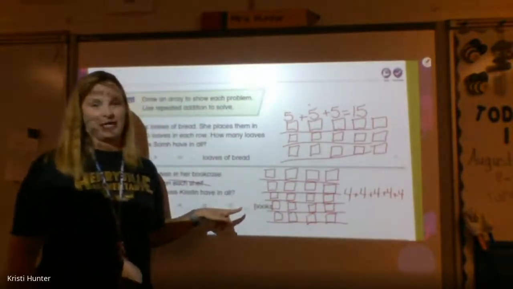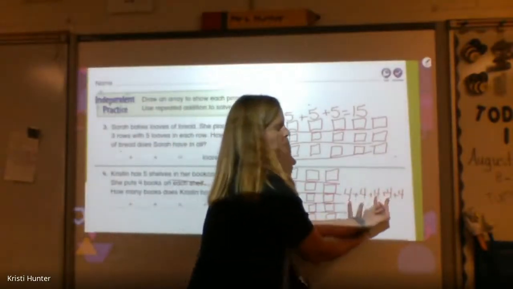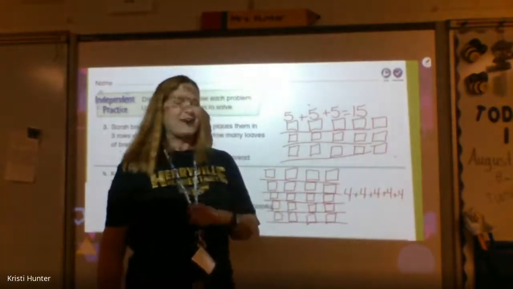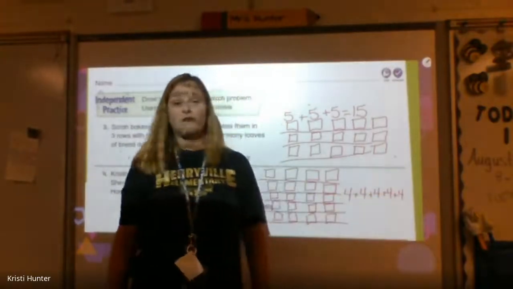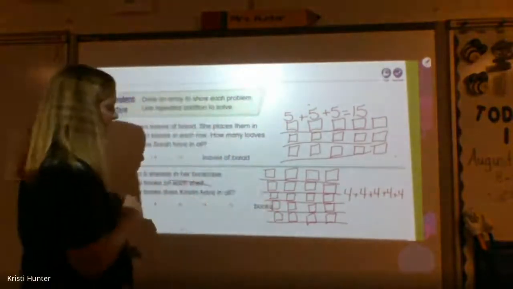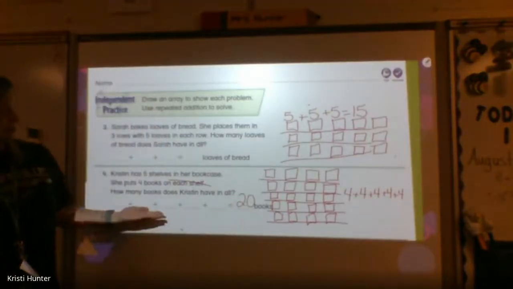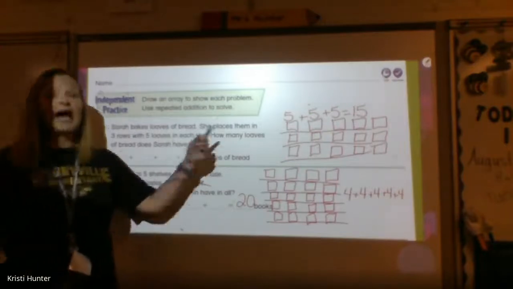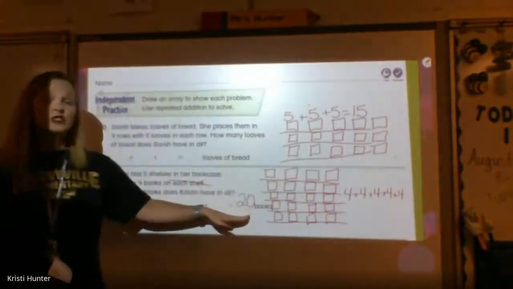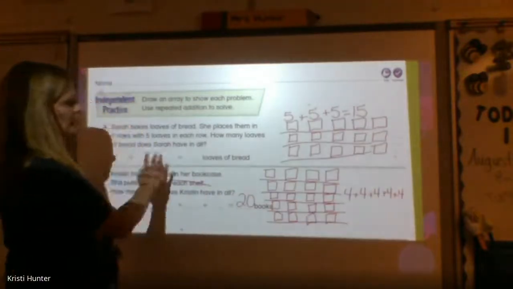Once you have your picture, take a look: 4 plus 4 is 8, 4 plus 4 is 8, and 8 plus 8 is 16, our doubles fact. And then we just have to count on 4 more. So 17, 18, 19, 20. So the answer to my question is she has 20 books in all. So we have drawn the array, we have written the equation, and we have solved our problem. Okay? All right, let's look at another one.